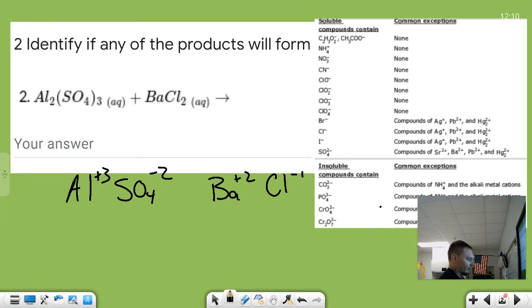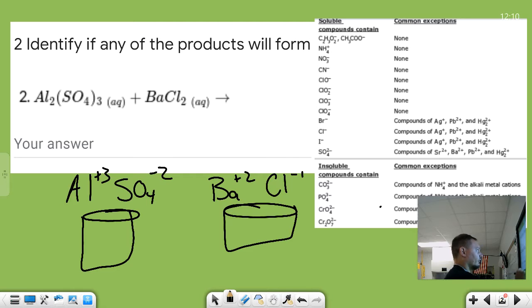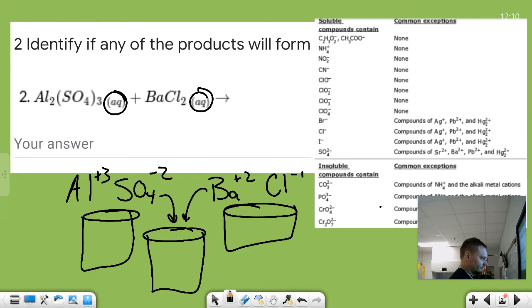These ions, if I have them in two different containers and then I mix them together, are in aqueous solutions, so that means they're going to be dissolved in water. If I take these and put them into one container, I'm going to have all of these ions floating around. That's what happens when you dissolve something that's ionically bound: it's going to break apart in water into its individual ions.